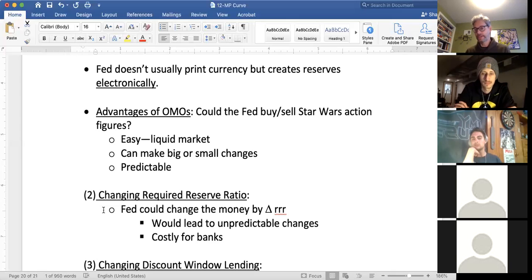However, the Fed doesn't usually use this, in part because the changes would be pretty unpredictable. Who knows how much money banks would lend out if they didn't have any required reserves? Would they lend it all out? Would they keep some of it? It's a little unpredictable for the Fed. It would also be very costly for banks if the Fed was always raising the required reserve when they wanted to cut the money supply and cutting the required reserve when they wanted to increase the money supply, because banks manage their required reserves quite a bit. And if they didn't know what to expect on a day-to-day basis, it would be very costly for them.